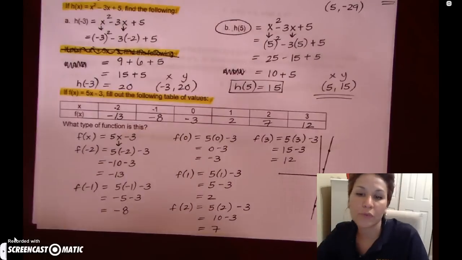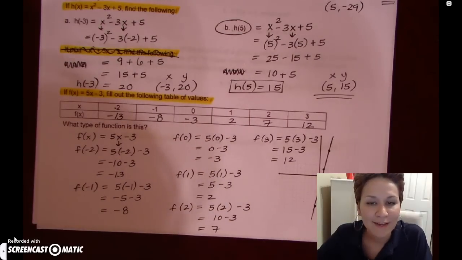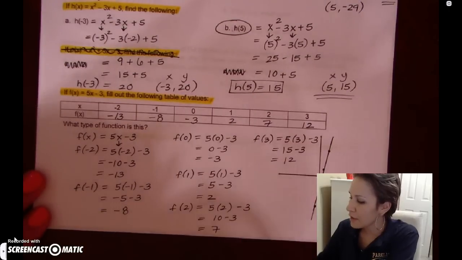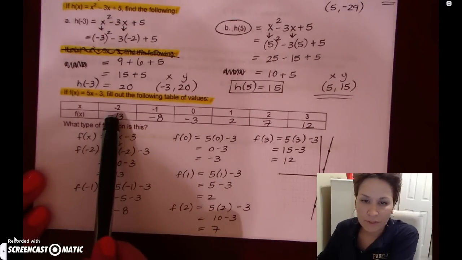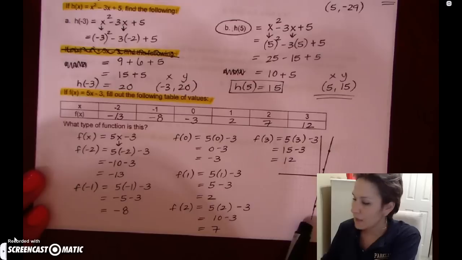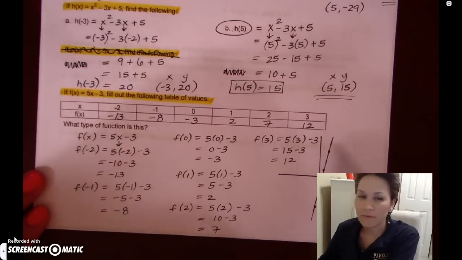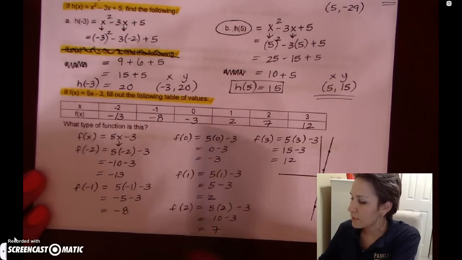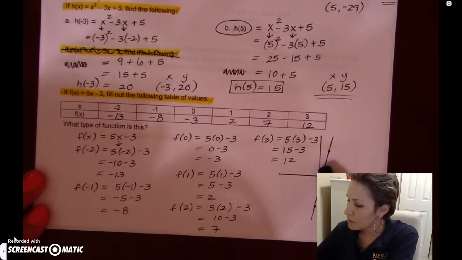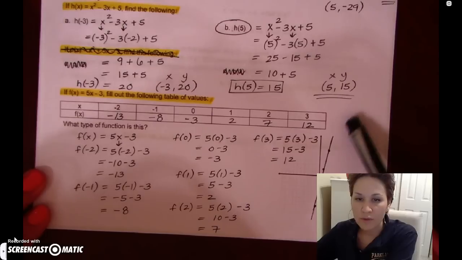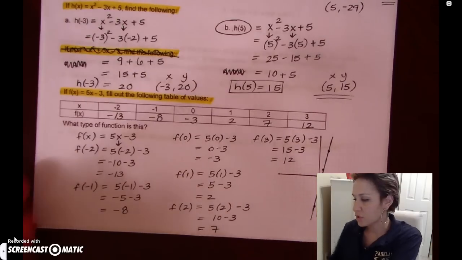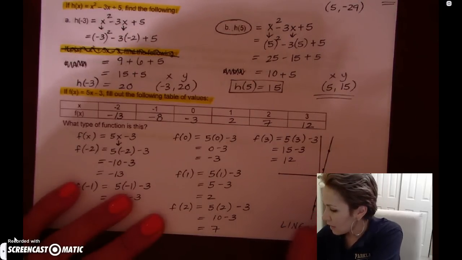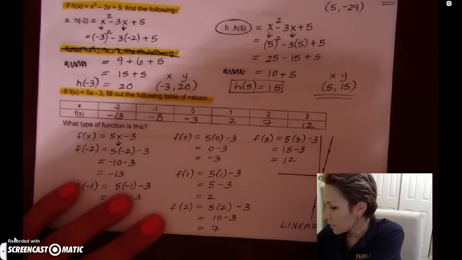Okay, so when you plug in these ordered pairs from your table, -2 and -13 didn't fit, and 3, 12 didn't fit. So I plotted -1, -8, 0, -3, 1, 2, and 2, 7. When you connect the dots, you end up getting a straight line. So what type of function is this? This is a linear function.